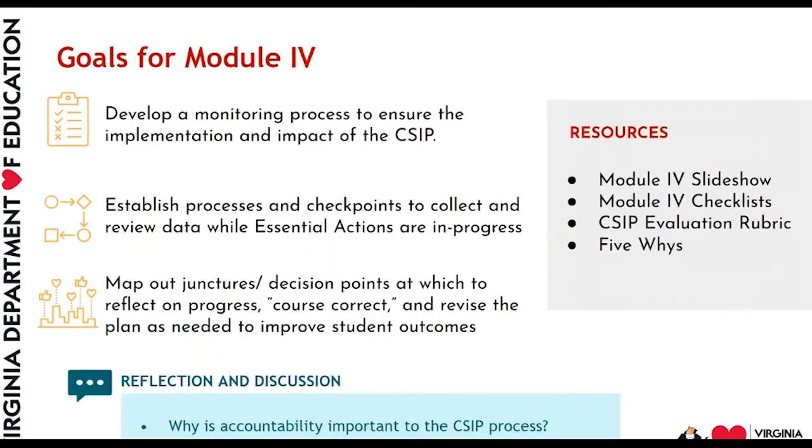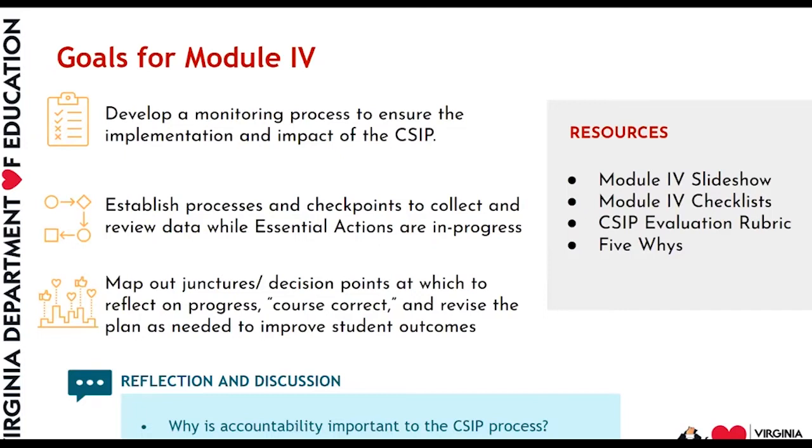So our goals for Module 4 today: develop a monitoring process to ensure the implementation and impact of the CSIP. Remember, are we doing what we said we're doing? And is what we're doing having an effect on student outcomes? And remember, going back to something I said, but it's important to repeat, that process is huge. If you leave your school today, can someone pick up the plan and the monitoring plan and know exactly what's happening and what's going on?